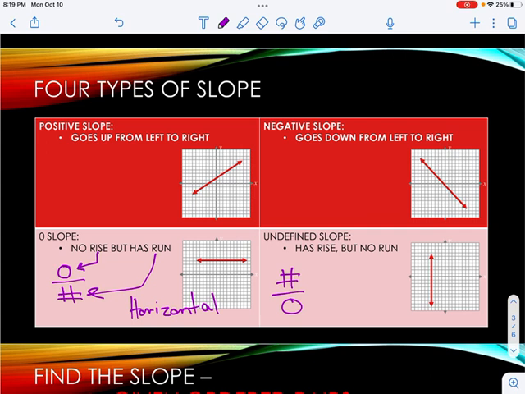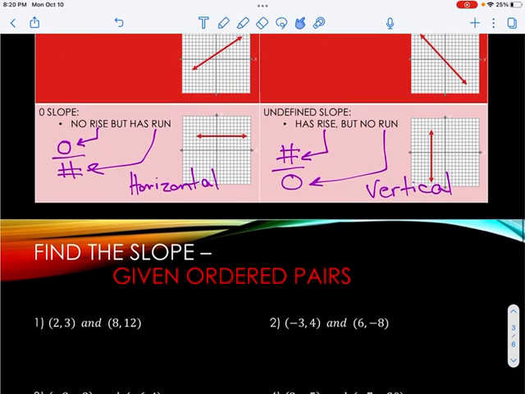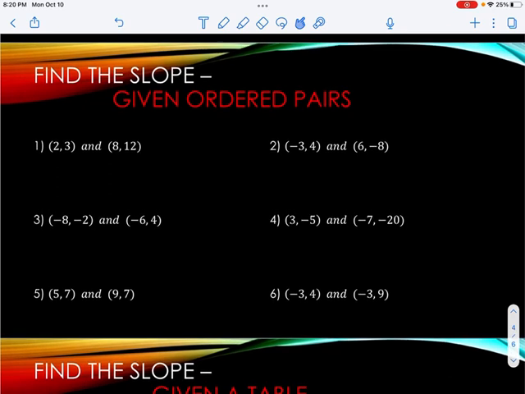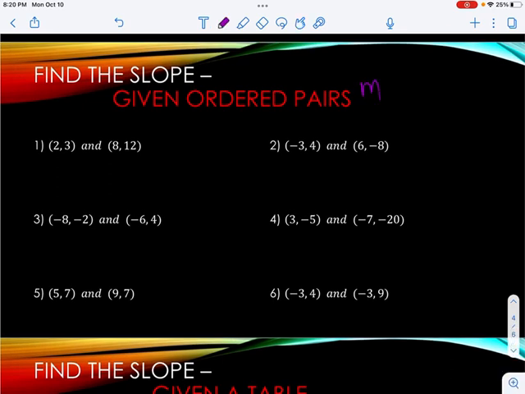So if you think about that, then it has rise, but it has no run, and that will be a vertical line. Okay, so those are our 4 types of slope to keep in mind. All right, so let's give it a shot. You notice here on the first one, it says find the slope given the ordered pair. So I am going to use our formula: y sub 2 minus y sub 1 over x sub 2 minus x sub 1. That's our formula we're going to use.